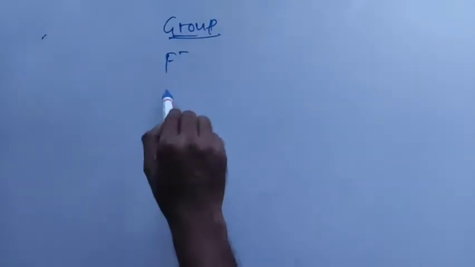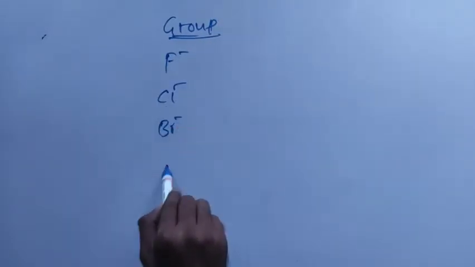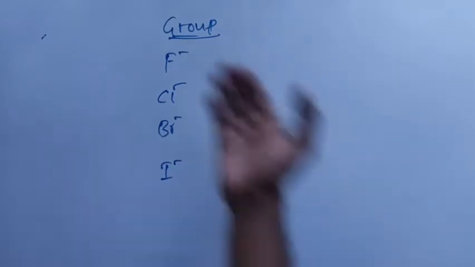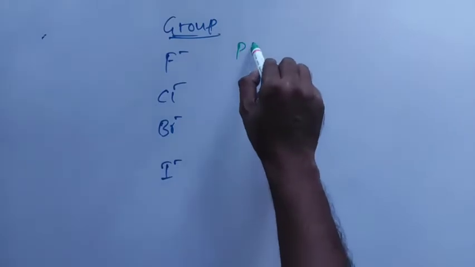When there is a period, there will also be a group. Therefore, what is its trend down the group? Take the ions: fluoride ion, chloride ion, bromide ion, and iodide ion. Imagine these are existing in a polar protic solvent.